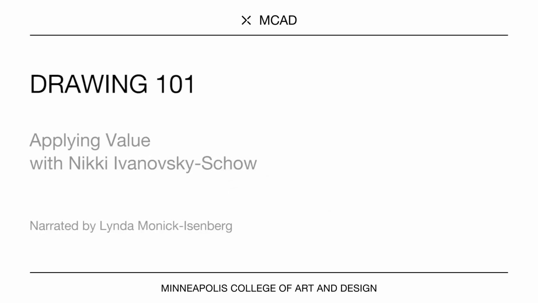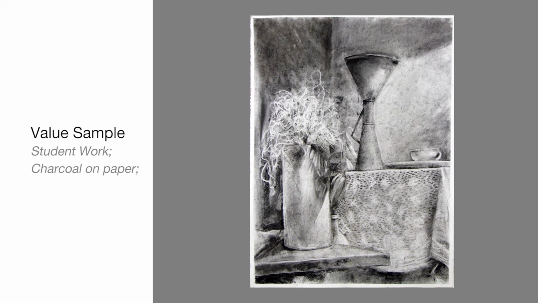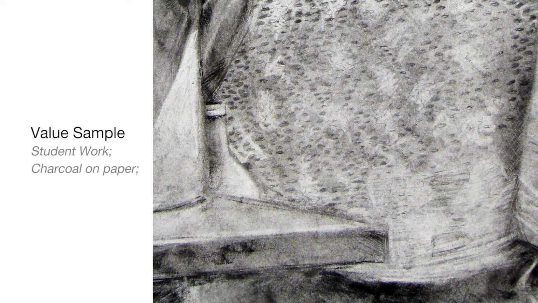Artists and designers use value to define form, create spatial illusions, and add compositional balance to their drawings. Take a look at this value drawing. Note the application of value, creating the illusion of form, volume, and space in the drawing. Value is defined as the relative lightness or darkness of a color.